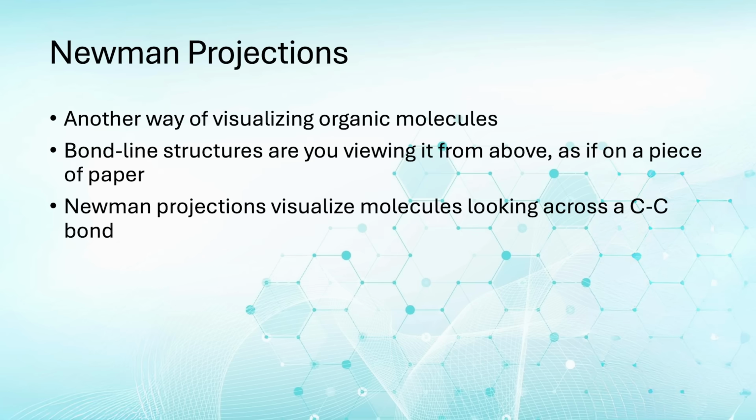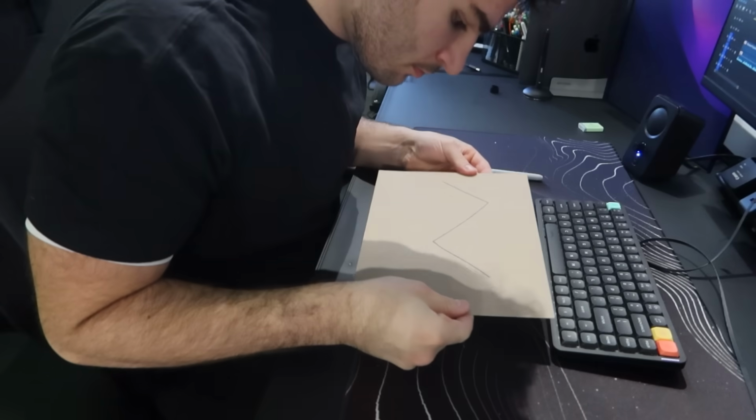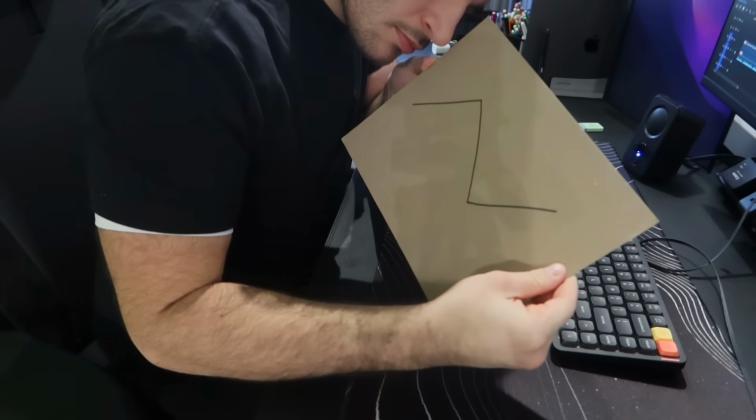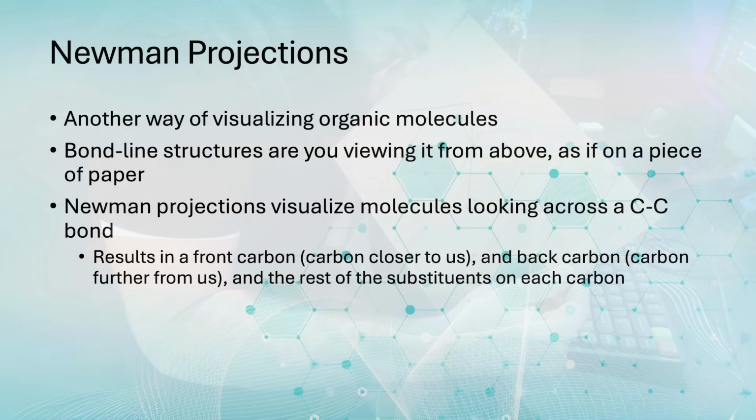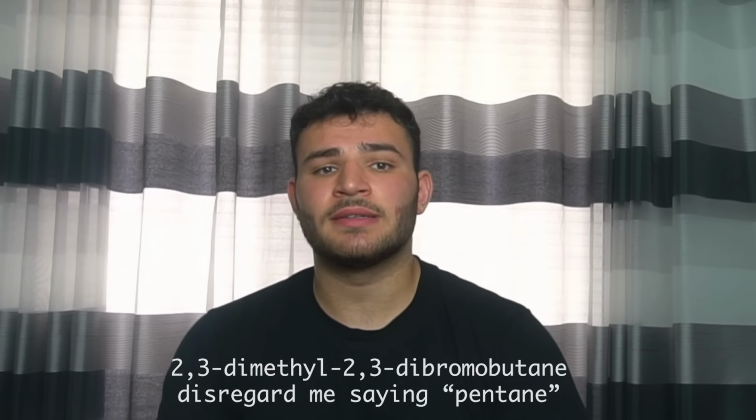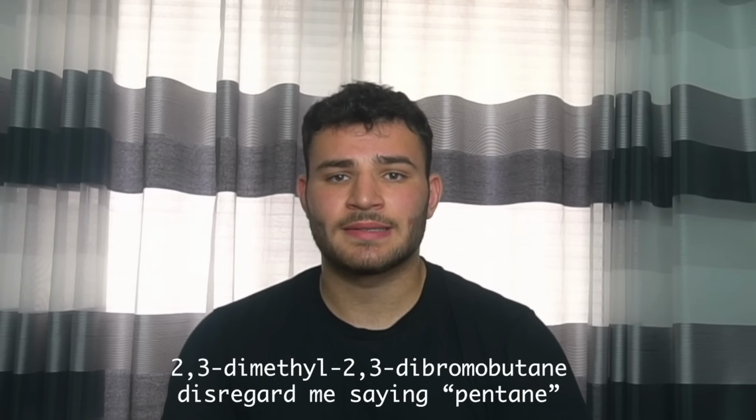Instead of looking at these molecules from above, we move our perspective to looking across a bond. It helps to literally move your head like I do. This way we end up with a front carbon as well as a back carbon. The three substituents on each of the front and back carbons are the substituents we end up comparing in Newman projections. To figure out how to draw Newman projections, let's use an example of 2,3-dibromo-2,3-dimethylpentane.